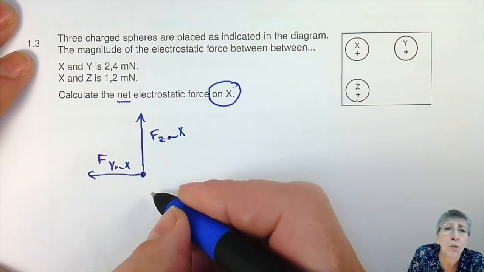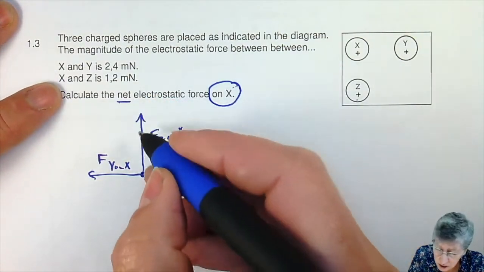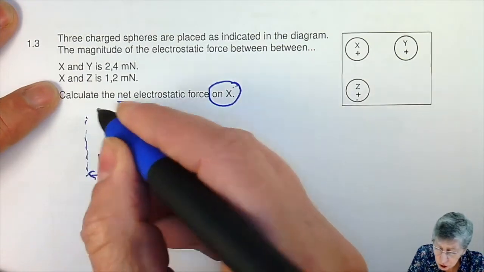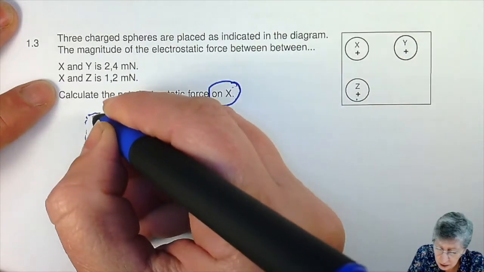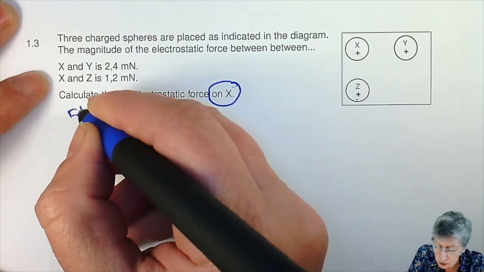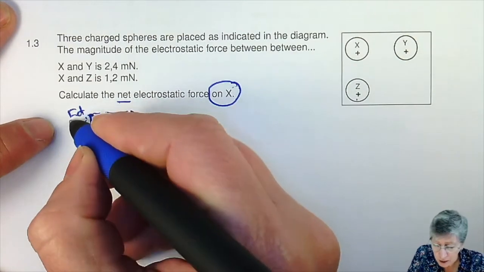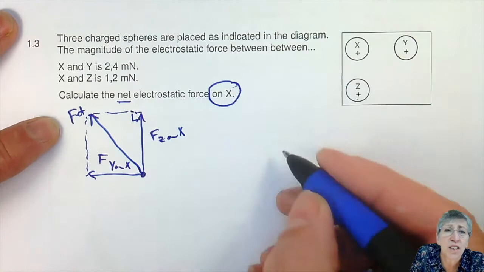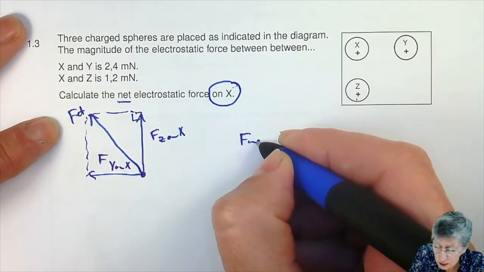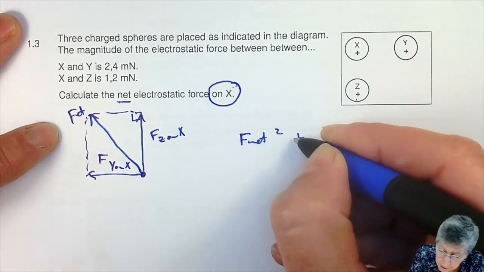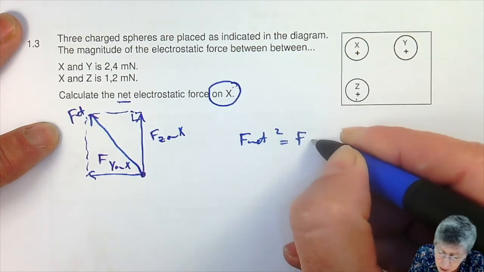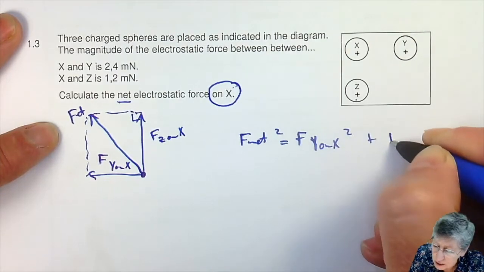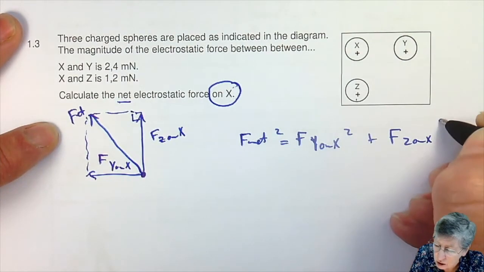Right, and if you've got 2 and you're looking for the answer, now I've drawn them tail to tail. So I will have to complete the parallelogram and get the net force as the diagonal. Right, now for F net, since this is a 90-degree triangle, I'm going to use Pythagoras. So F net squared will be equal to F y on x squared plus F z on x squared.